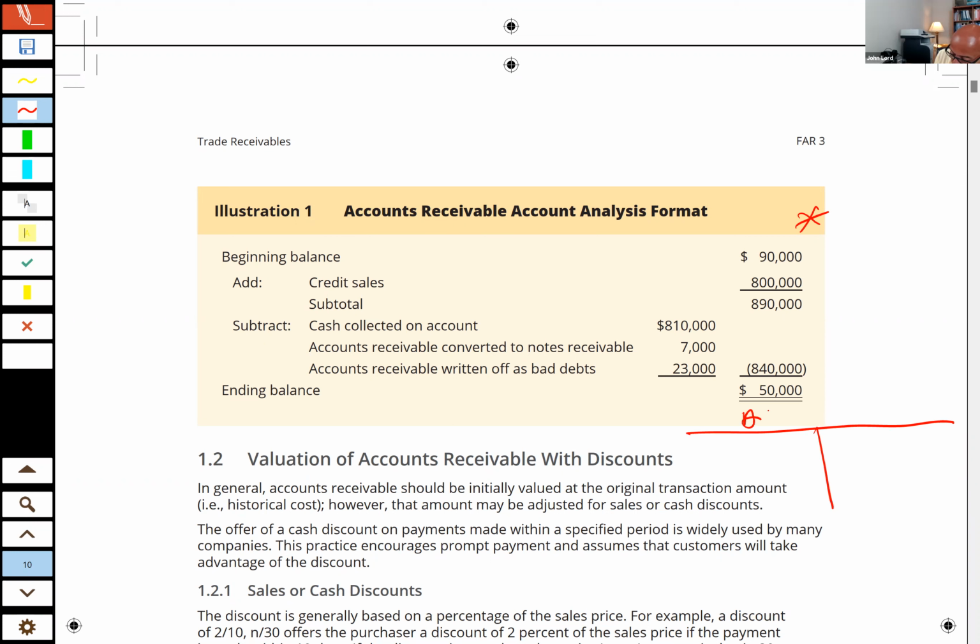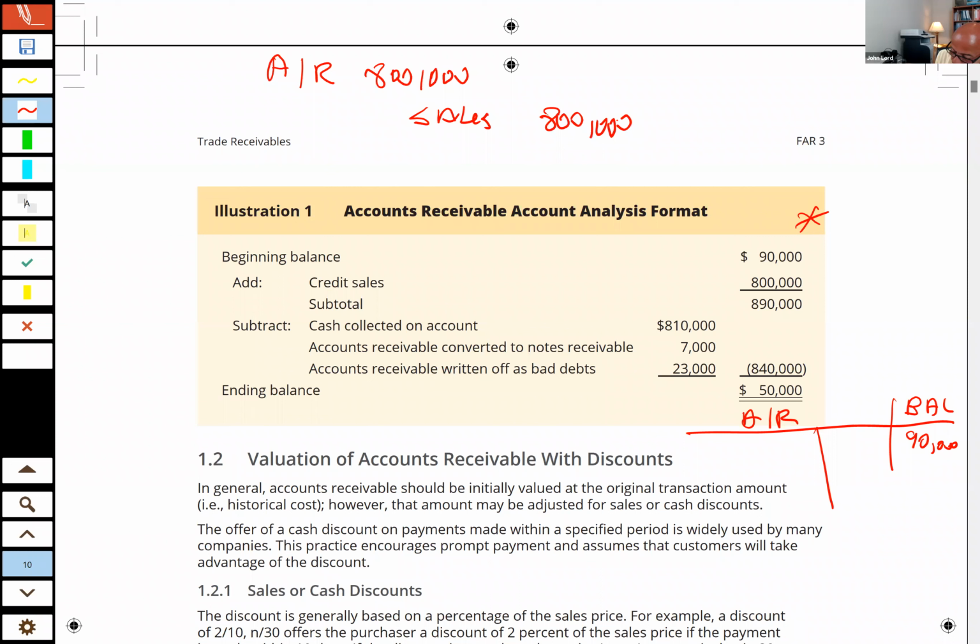This is the accounts receivable. And it has a beginning balance of 90,000. So I've got to start with that balance, right? Okay, so they give me the beginning balance of 90,000. And then they have credit sales of 800,000. So what would I do? I would debit accounts receivable for 800,000. And I would credit sales for 800,000, right?